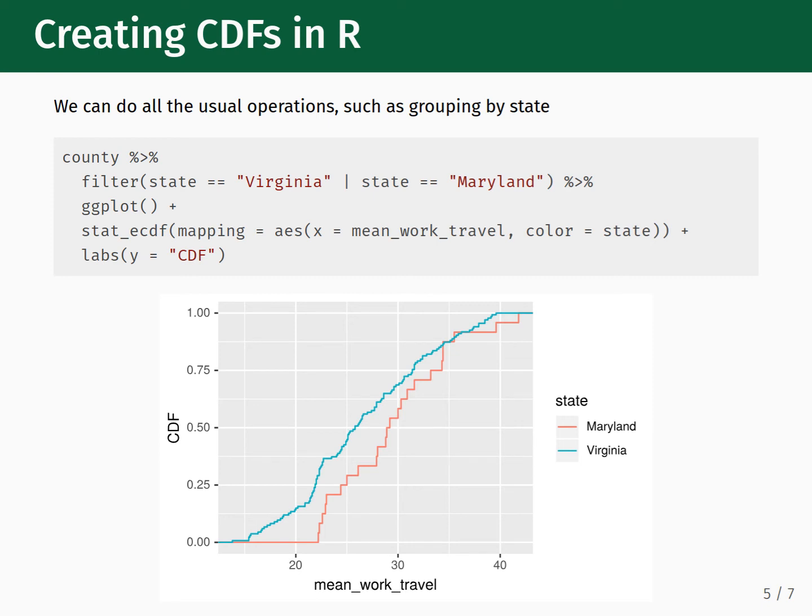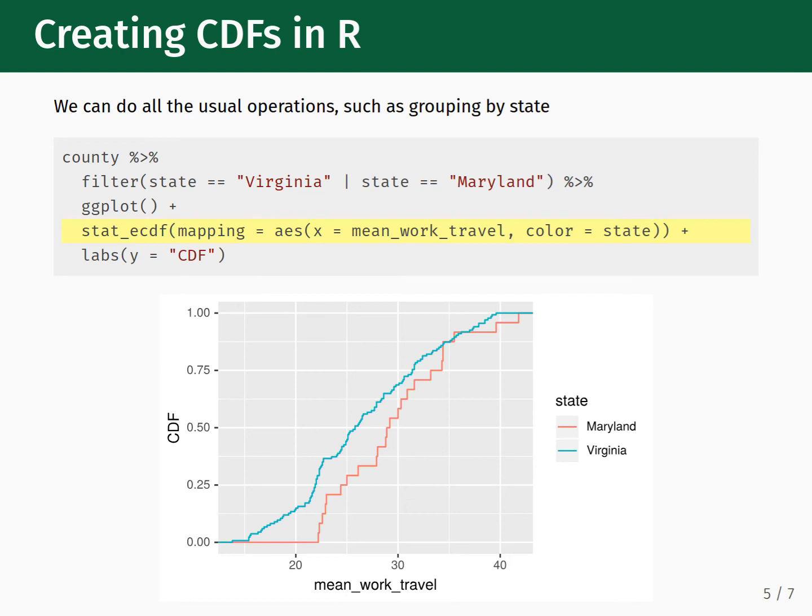So, continuing with our examples of comparing the average work travel times between Maryland and Virginia, we can build and visualize the CDFs for each state in just a couple of lines of code. We begin by piping our county dataset into filter, where we filter the dataset down so that it only contains Virginia and Maryland. We then pipe the results of the filter into ggplot and plot the CDF of the mean_work_travel column. By including the input color equals state, this will make a separate CDF for Virginia and Maryland and show them as two different color lines.